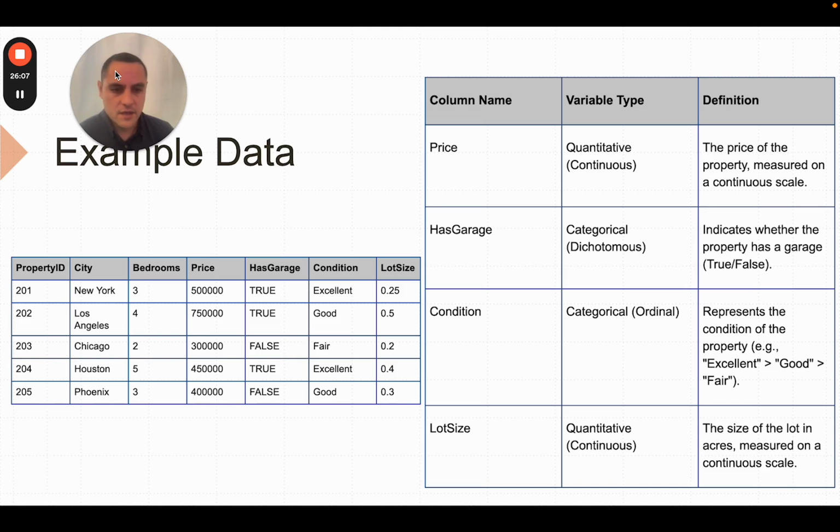You can see there's a condition that's ordinal, right? There's an order to something being fair, good, excellent, right? There's an order present. And then finally, lot size, that would be continuous, right? So the size of the lot, quantitative, continuous variable.